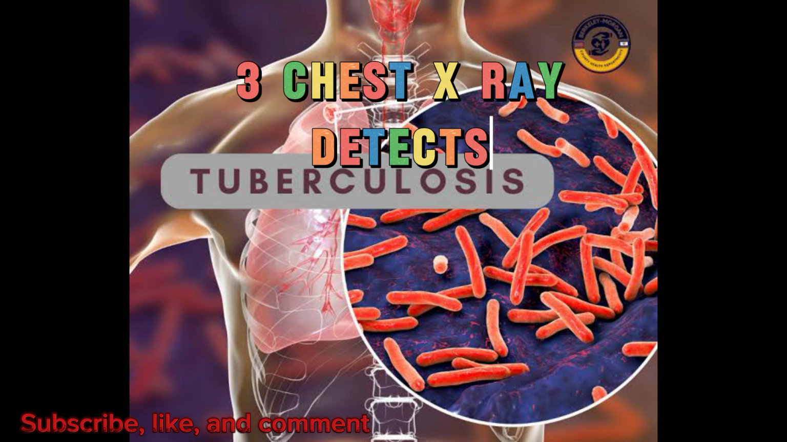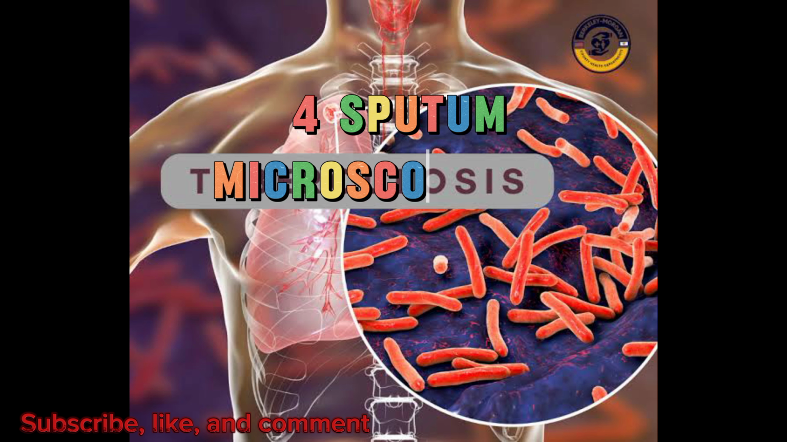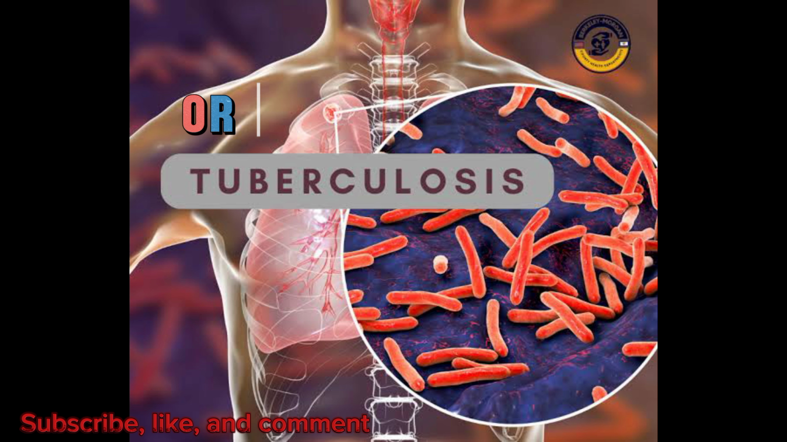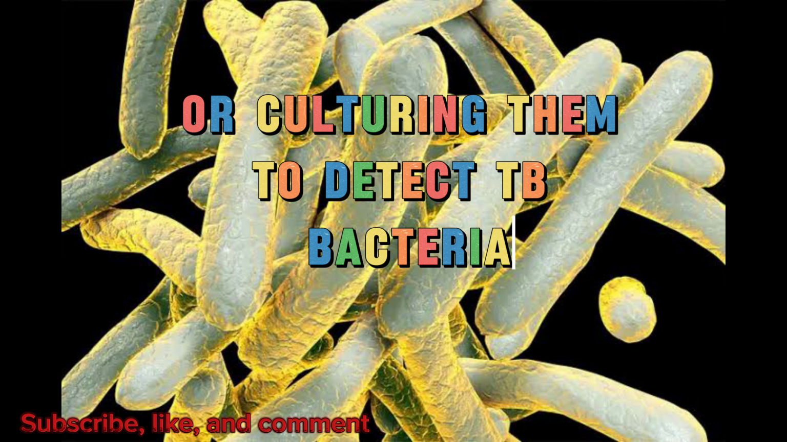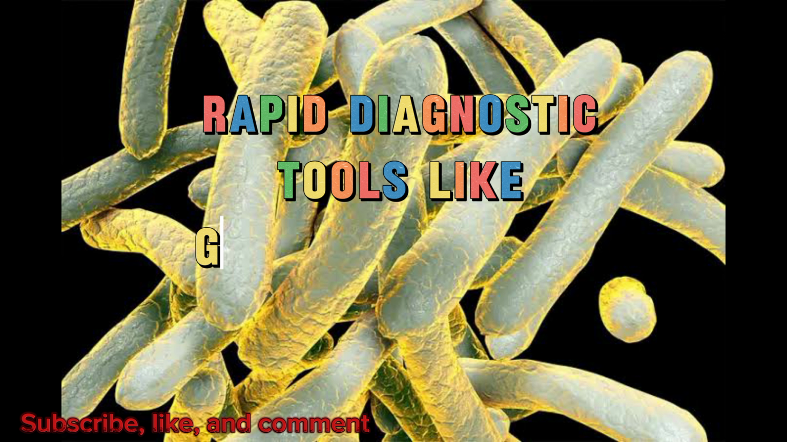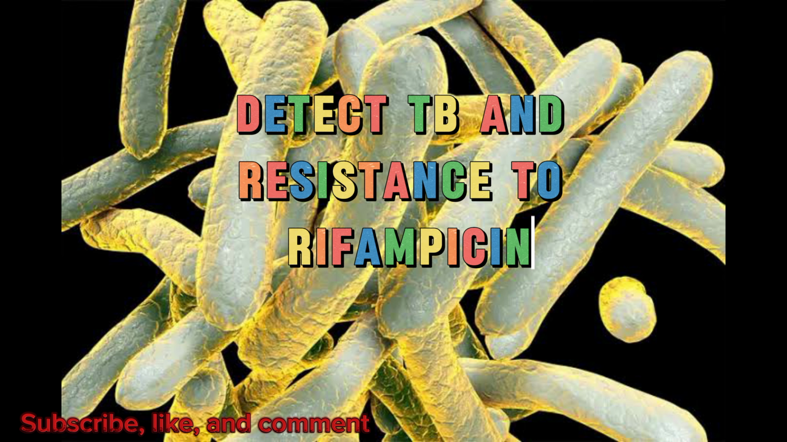3. Chest X-ray detects abnormalities in the lungs such as infiltrates or cavities. 4. Sputum microscopy and culture, analyzing sputum samples under a microscope or culturing them to detect TB bacteria. 5. Molecular tests. Rapid diagnostic tools like GeneXpert MTB/RIF detect TB and resistance to rifampicin.